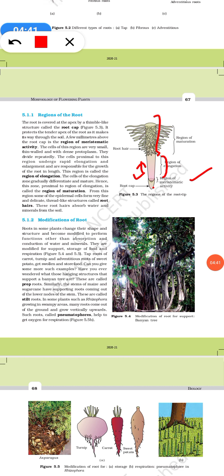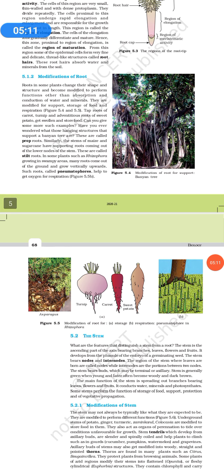Then coming to the modification of roots, which I was talking to you about. Like the banyan tree, they have roots known as prop roots, which elongate. In maize and sugarcane, we have supporting roots coming out of the lower nodes of the stem, called stilt roots. Then in swampy regions like mangroves, you will have roots coming out from the earth. They are known as respiratory roots. See, these are pneumatophores, which are respiratory roots.